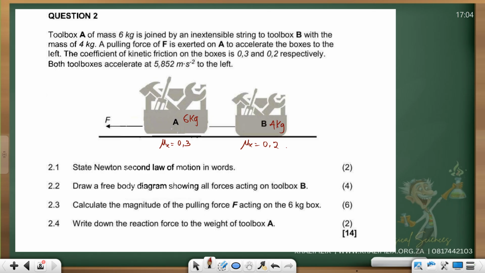2.1, please. Everyone should, if you can't state that, it's a red flag. Make sure after this lesson, you quickly swat that. And you need to know your first, second, third, and universal gravitation laws, 4 of them. Draw a free body diagram showing all the forces acting on B.